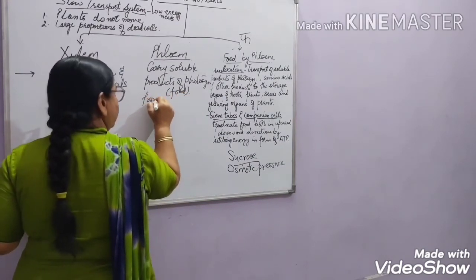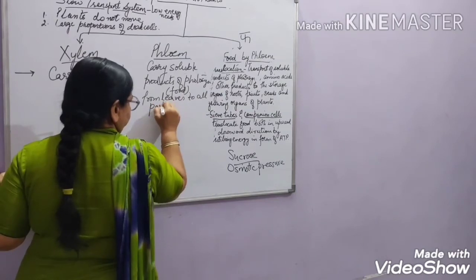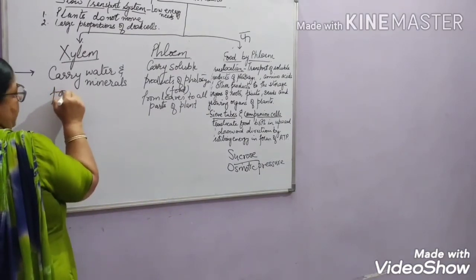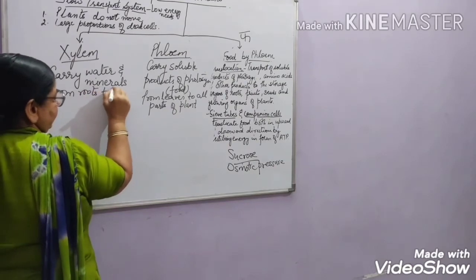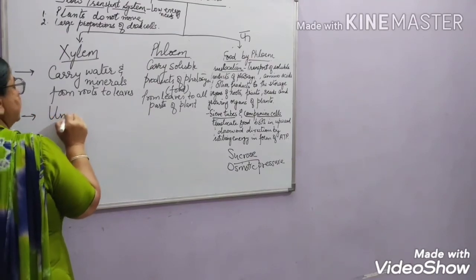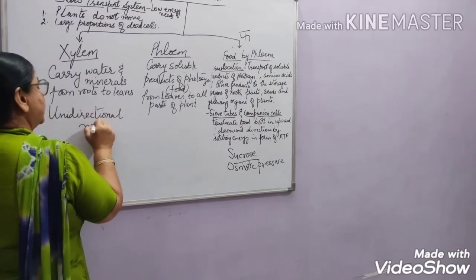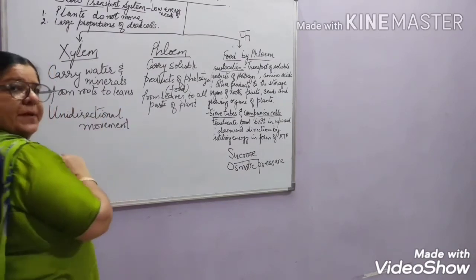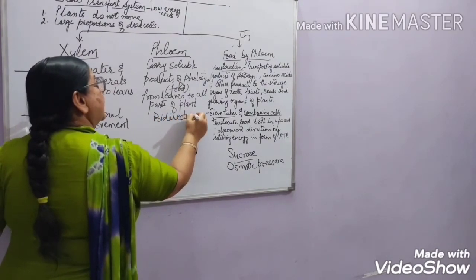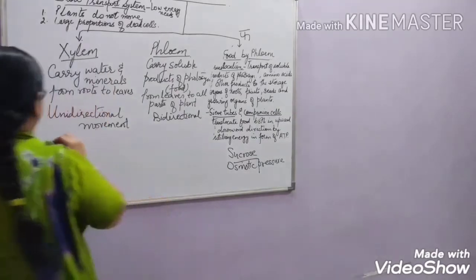That is from leaves to all parts of plant. This is from roots to leaves. Secondly, the movement is unidirectional. Unidirectional movement. And here it is bidirectional. That is, the movement can take place in upward direction also and downward direction also.